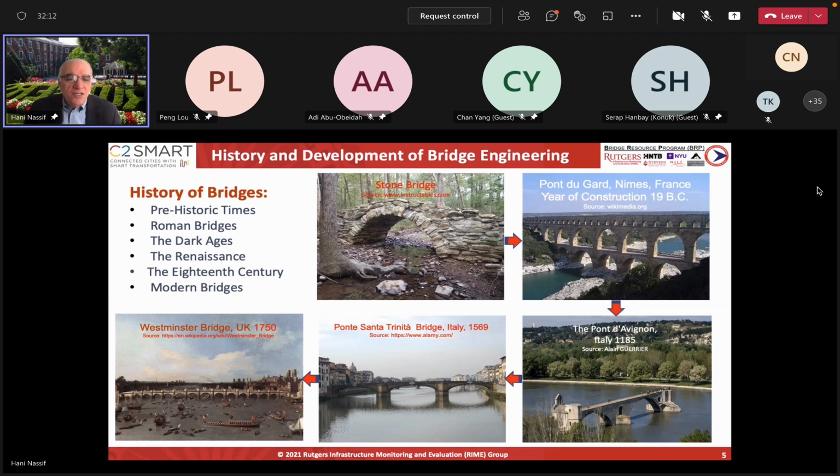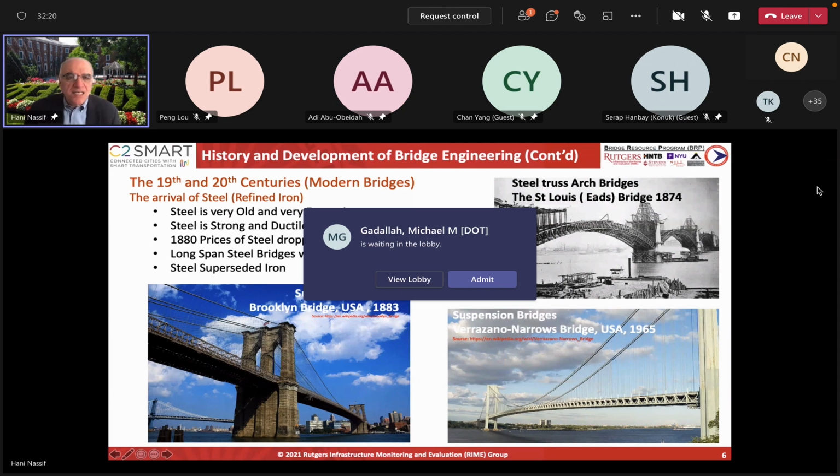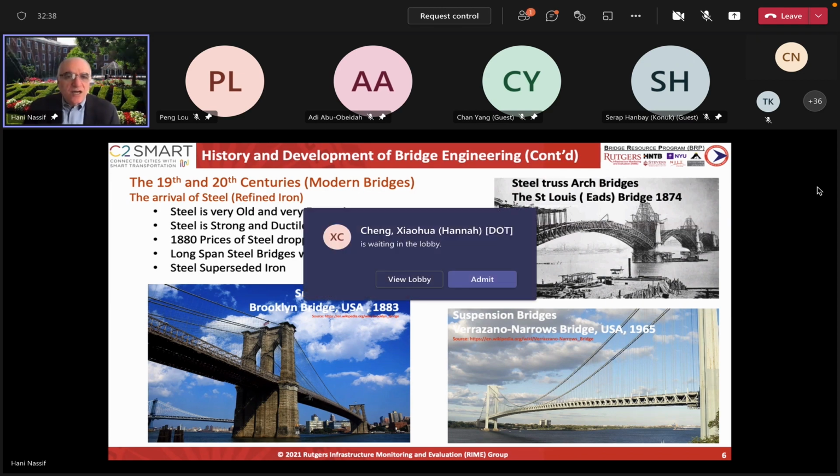And in the modern bridges, what we did get is the scientific way of doing it. We started analyzing bridges. Especially in the 1800s and 1900s, the basis for analyzing forces and stresses became very popular. The Pont de Chaussée in France, they started teaching.